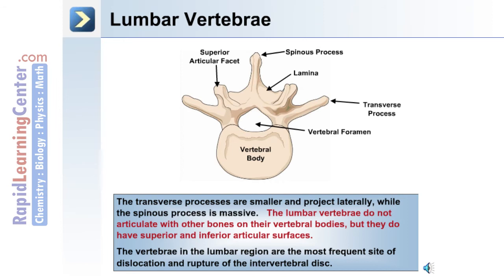vertebrae is massive. The lumbar vertebrae do not articulate with other bones on their vertebral bodies, but they do have superior and inferior articular surfaces. The vertebrae in the lumbar region are the most frequent site of dislocation and rupture of the intervertebral discs.